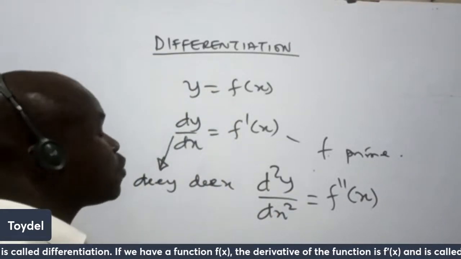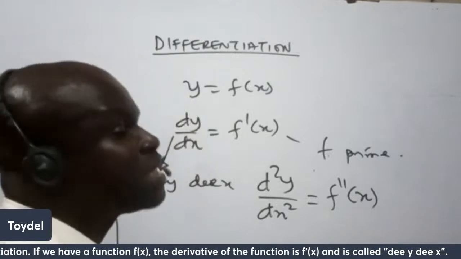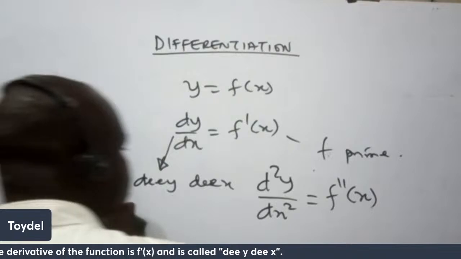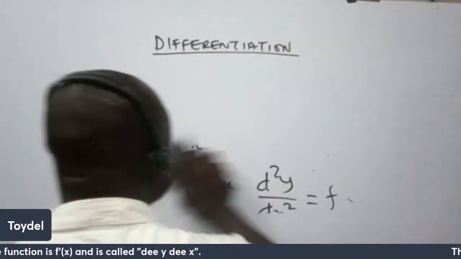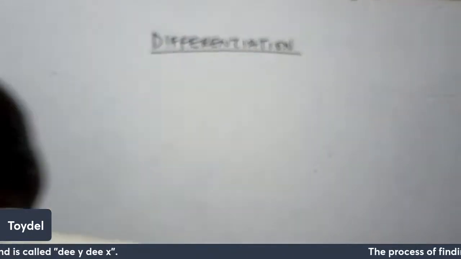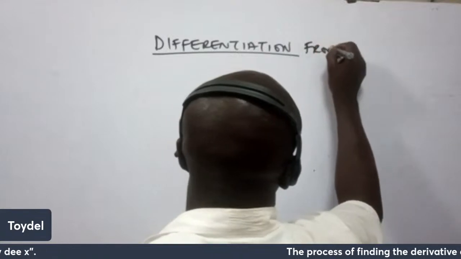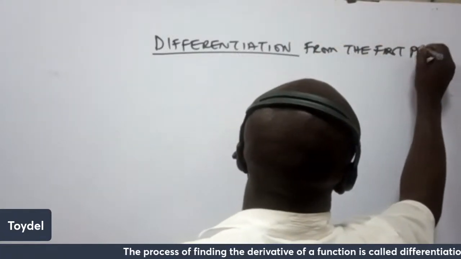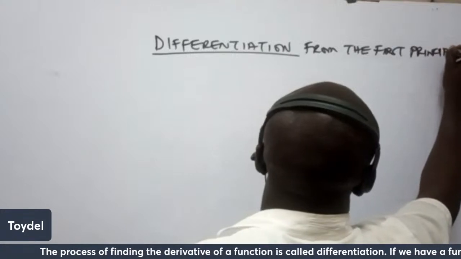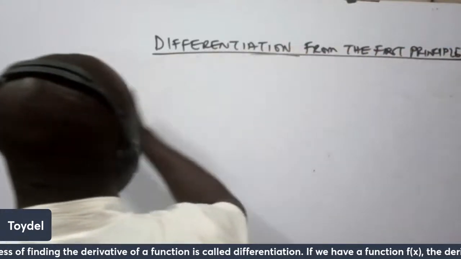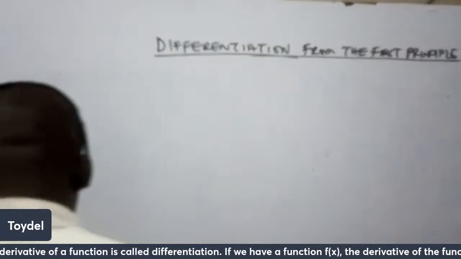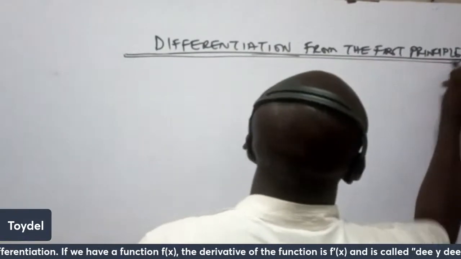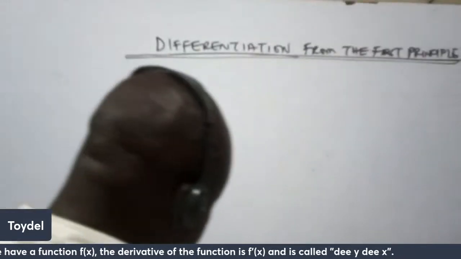But today we want to look at differentiation from the first principle. That is what we want to do today. Irrespective of the function, today I'm going to use a polynomial function as an example. So, differentiation from the first principle.